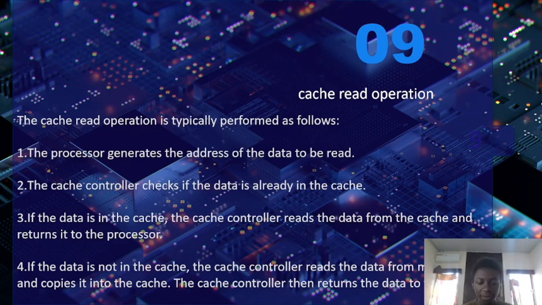But if 4, the data is not in the cache, then the cache controller will go and read the data from the main memory. When it reads it from the main memory, it will then copy it into the cache. Then the cache controller will return the data to the processor.